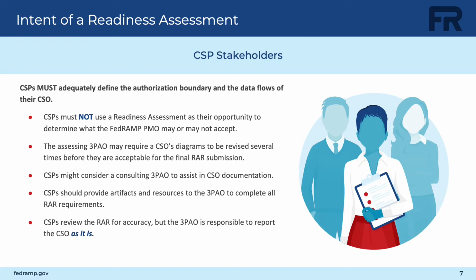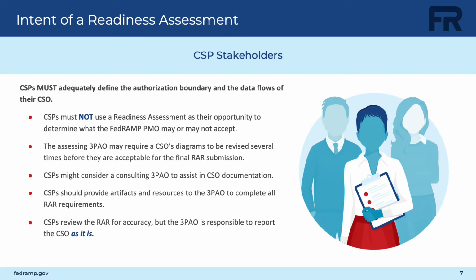It is important to note that a CSP will most likely go through several iterations before the 3PAO accepts the diagrams. This is normal, especially for CSPs who are new to FedRAMP. CSPs should provide artifacts and resources to the 3PAO to complete all RAR requirements. CSPs review the RAR for accuracy, but the 3PAO is responsible to report the CSO as it is. A RAR is a snapshot in time of the as-is security posture of the system.